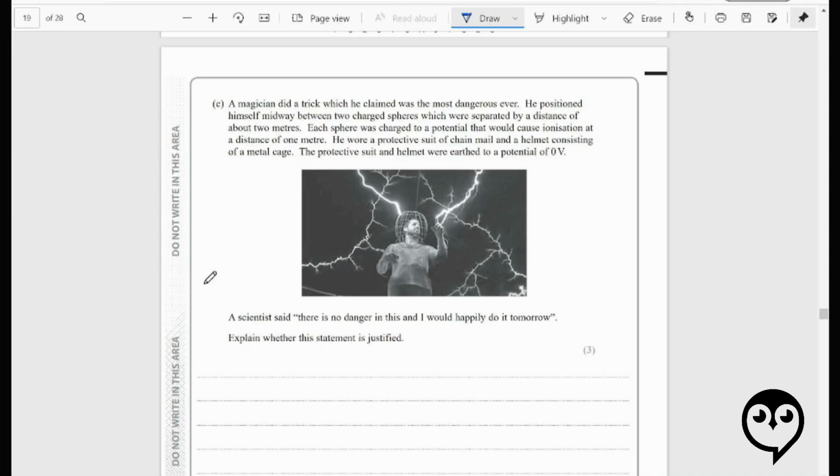This is a Faraday cage, isn't it? Protective suit and helmet were earthed to a potential of 0. A scientist said, "There is no danger in this, and I would happily do it tomorrow." Explain whether this statement is justified.